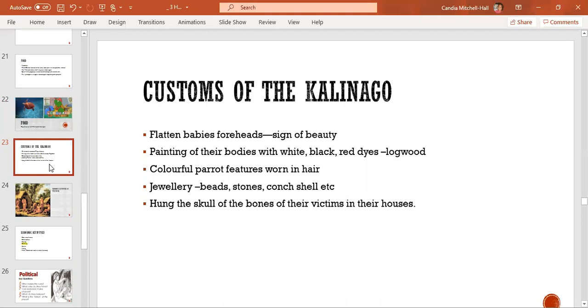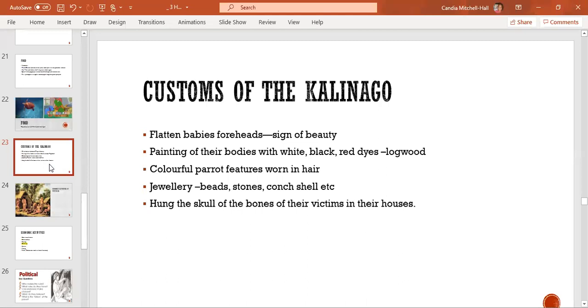Customs, ladies. Kalinago customs. Same thing as we mentioned before with the Tainos, they flattened the baby's head, painted their bodies colorfully, and wore parrot feathers or bird feathers also. They wore a lot of jewelry. But there's one difference between the Kalinagos and the Tainos: the Kalinagos hung the skulls and bones of their victims in their houses.